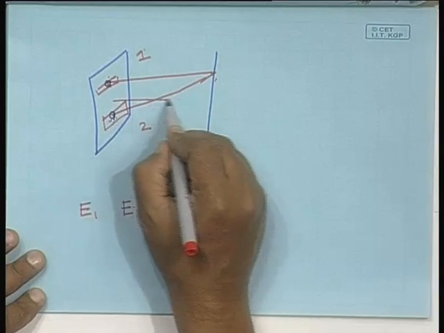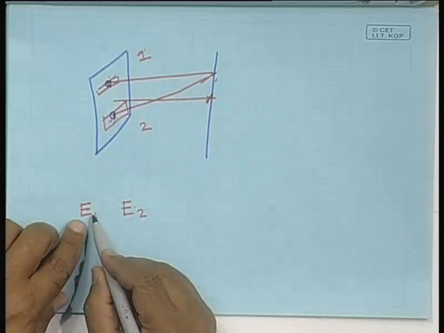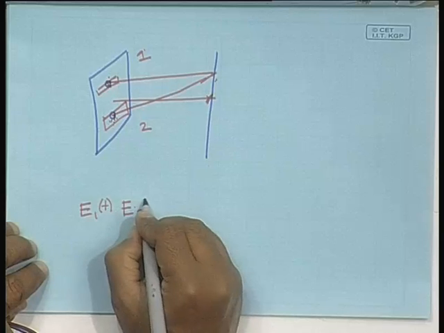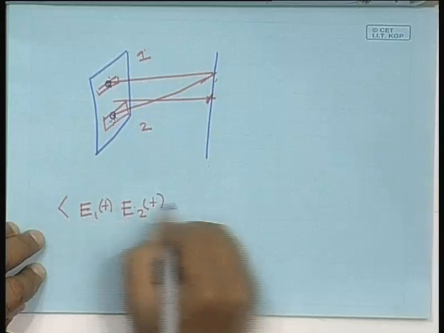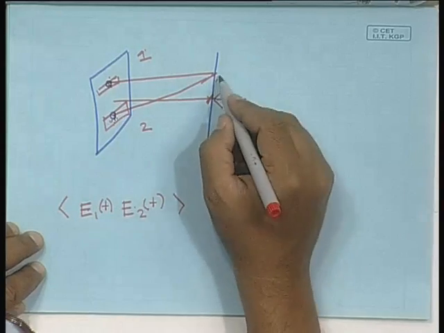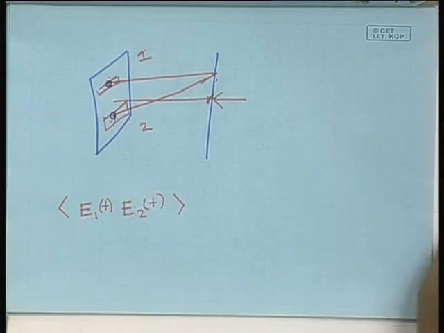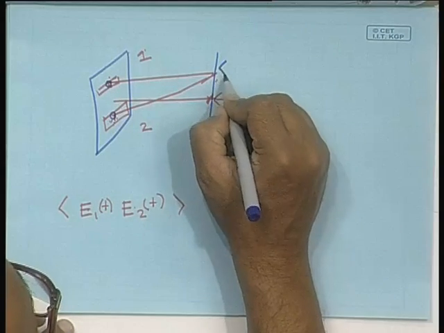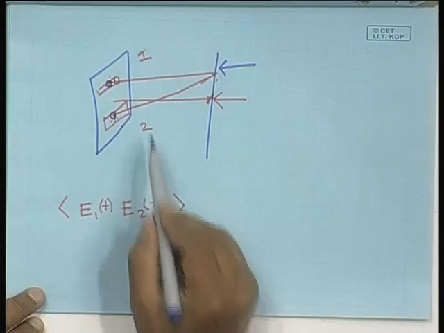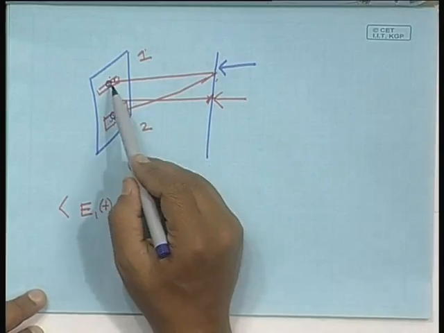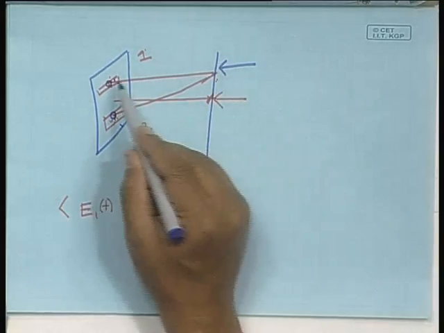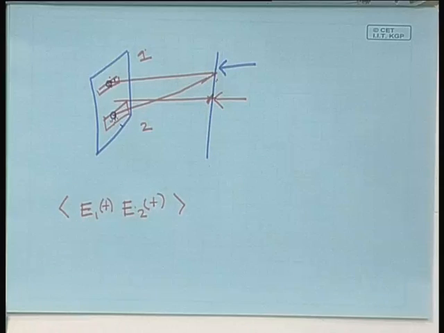At the central position you measure E1 and E2 at the same instant of time, the time average of this. This is only at the center. If I move to a different point on the screen, I will be measuring E1 and E2 with different time delays, because the paths which they have to propagate are different. So, over here I would be measuring E1 and E2 with different time delays.